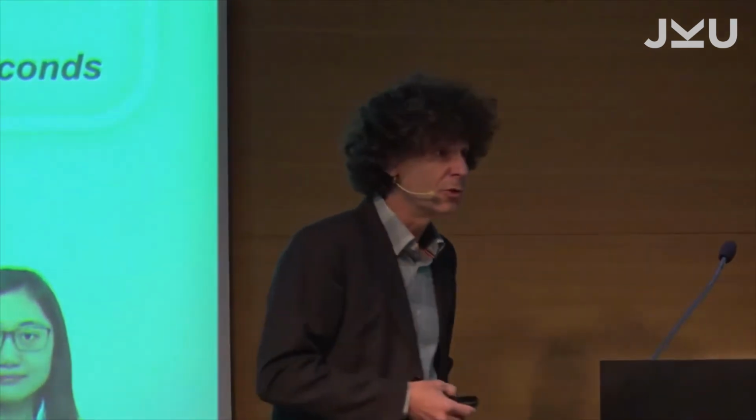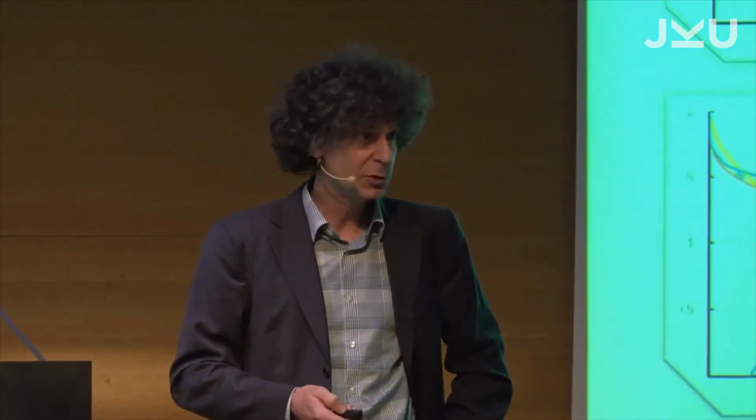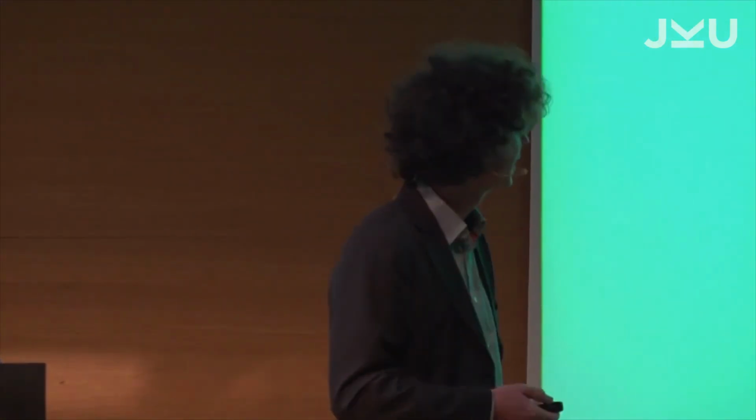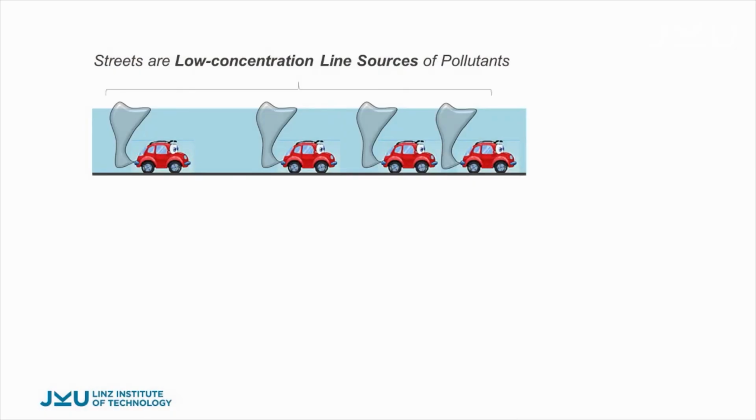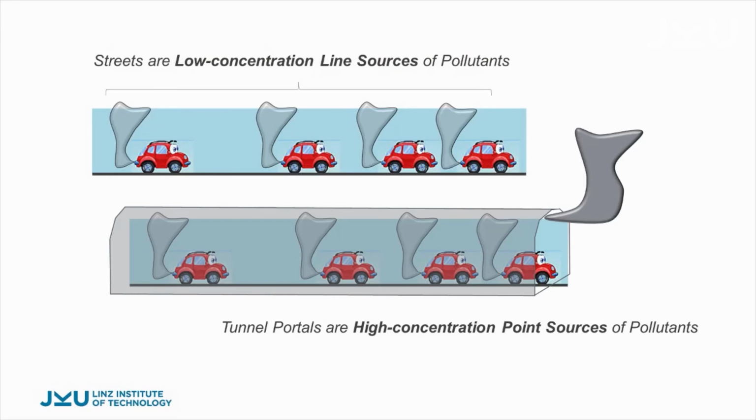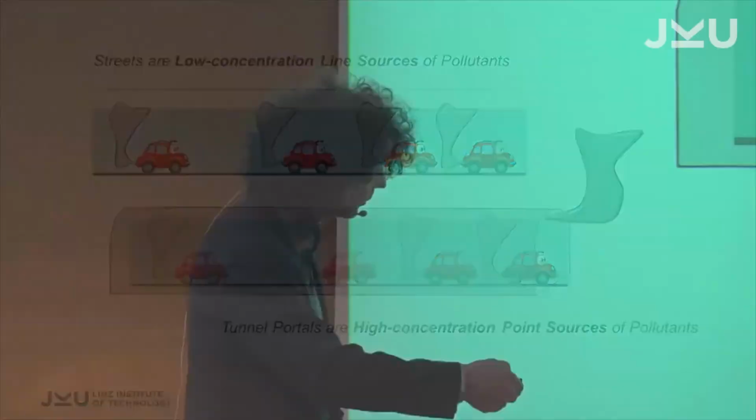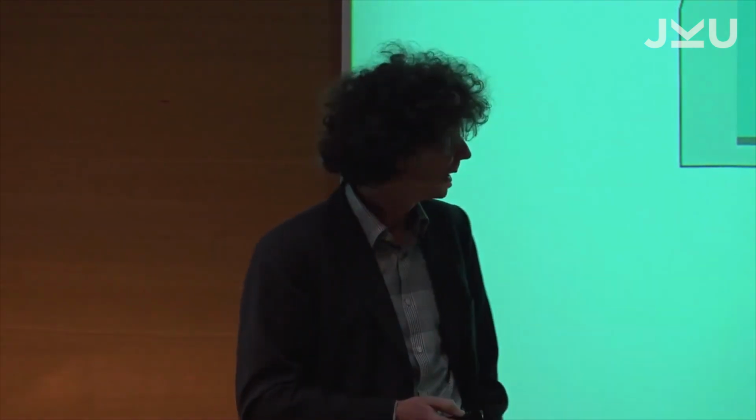So in the future, we would like to use this methodology in order to study traffic-induced pollution. So traffic-induced pollution is pollution caused by driving cars on a street, and a typical street can be considered as a line source of pollutants. If you, however, encapsulate this street by a tunnel, then this line source transforms into a point source. And actually, the point source is of high concentration, because all this concentration along the lines are collected into one point. And actually, this is the situation we will have in Linz.